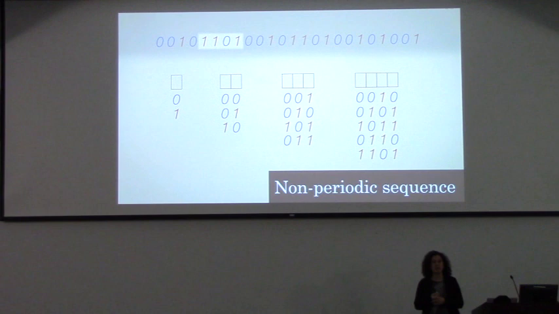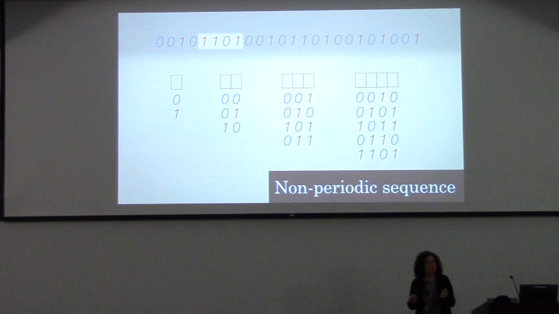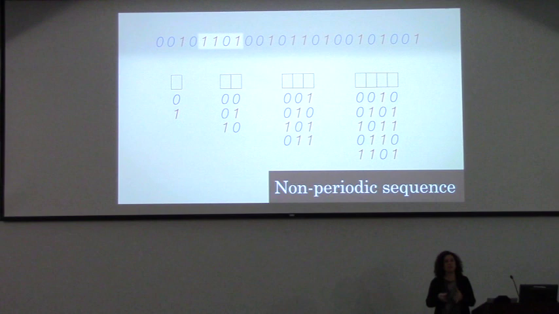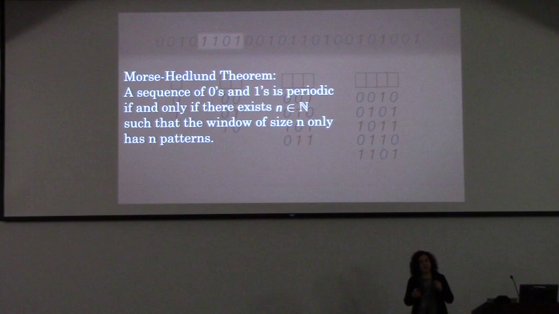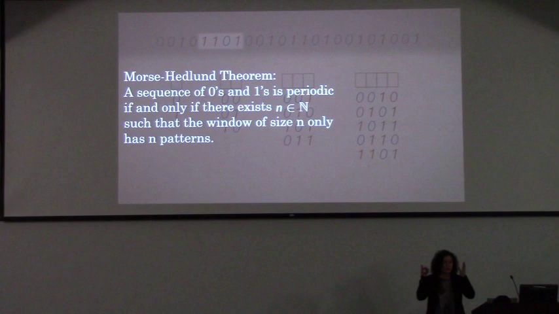So is this a general phenomenon? Is this a general thing that happens with these sequences? If I started off with a guy that's not periodic, am I always going to get, with any size window you ask for, more ways to fill it in? It turns out the answer is yes, and this is a theorem from the 1940s that was proved by Morse and Hedlund. Take a sequence of zeros and ones. It's periodic if and only if there's some n, the size of my window, such that when I fill in the window of size n, there are at most n ways to do it, less than or equal to n ways to do it.